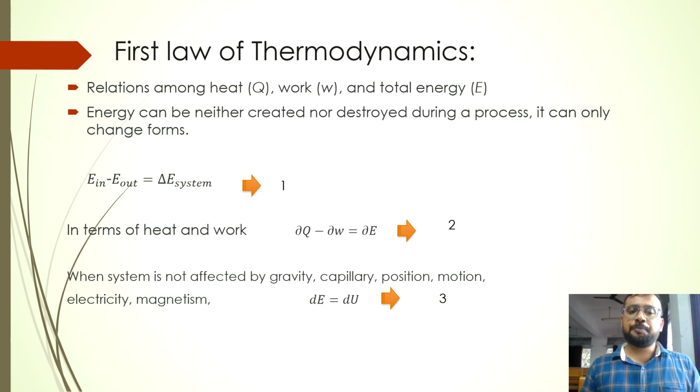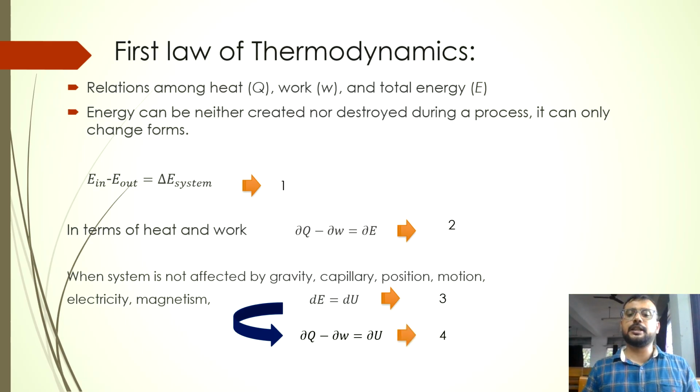But if the system is not affected by outer references like gravity, capillarity, position, motion, electricity, magnetism, then the total energy will be converted into the internal energy of the system, dU. And if we replace dE with dU, then equation number 2 will become delta Q minus delta W equals delta U. That is equation number 4.